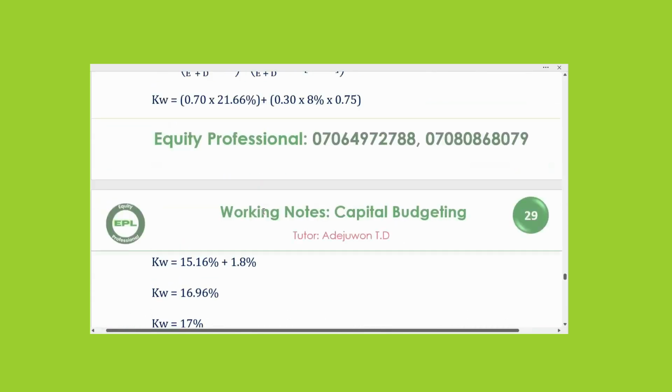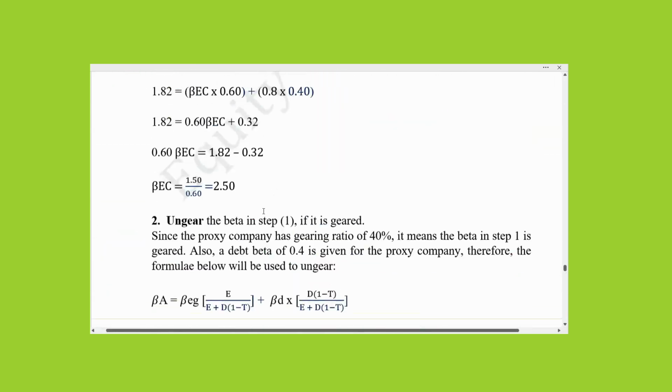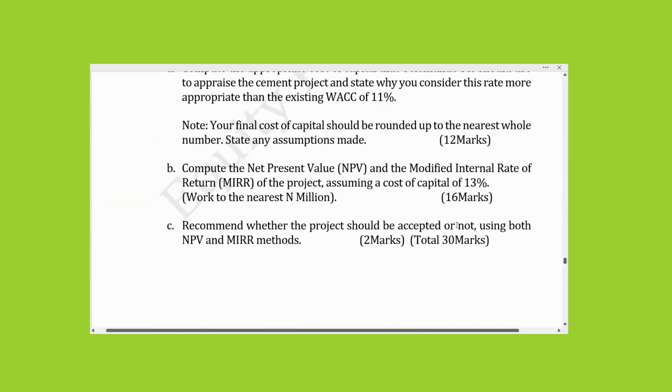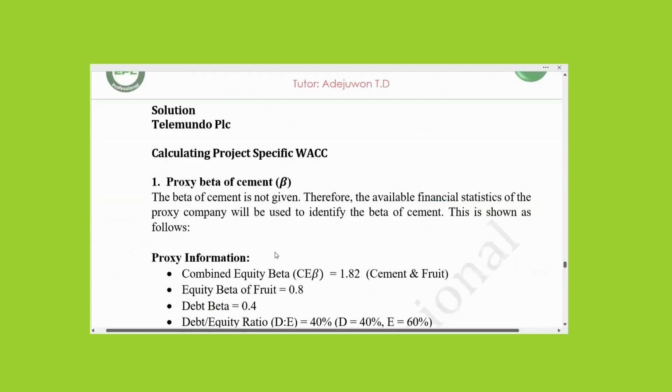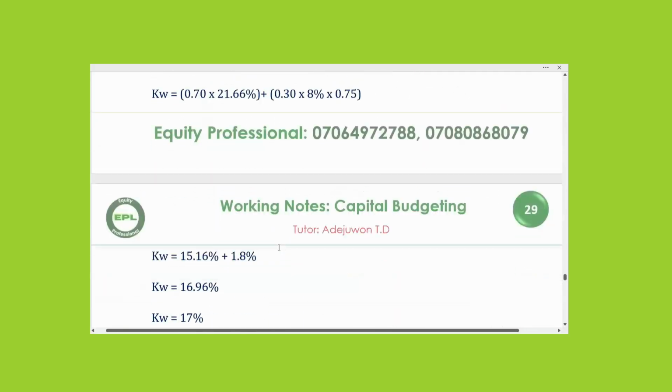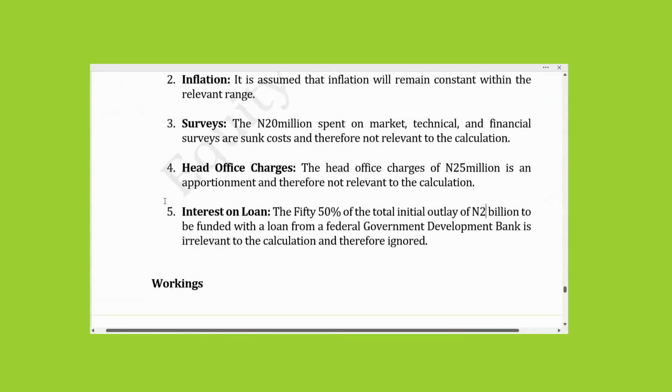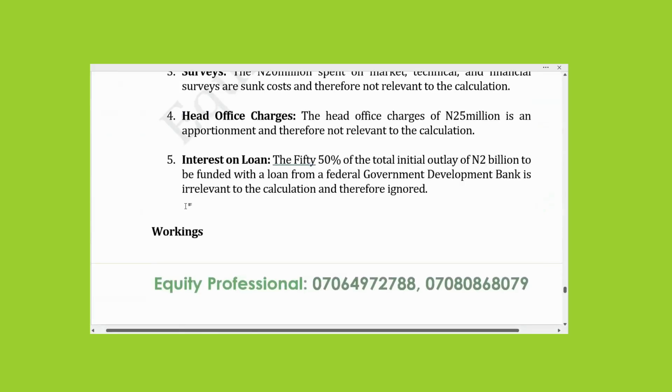Finally, number C requirements, you are to recommend whether the project should be accepted or not using both NPV and modified internal rate of return. So that's it. You can see this is a very big question. If you are going to have a capital budgeting question on that day as a compulsory, this is how it's usually designed. All right. So recommendation.